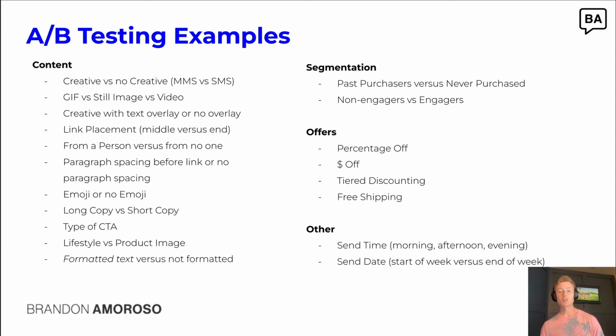Next is offers. So things like percentage off versus dollar off, tiered discounting, free shipping, playing around with which offers resonate best with which audiences. And then last is send time and send date. So sending in the morning versus the afternoon versus the evening, or sending on a Sunday versus sending on a Wednesday. Starting to experiment and play around with those variables as well.